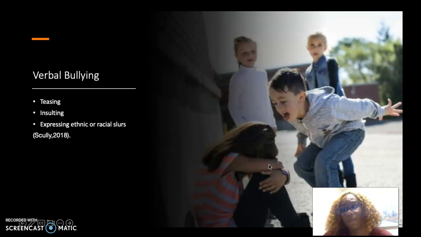The next form of bullying is verbal bullying. In verbal bullying, kids tease and insult each other. They say mean things, racial slurs. So those are all forms of verbal bullying.